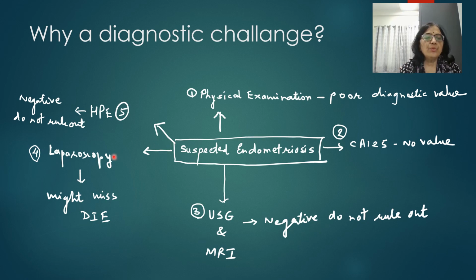Next is laparoscopy. Laparoscopy helps best in the diagnosis of peritoneal disease and endometrioma, but we might miss deep infiltrating endometriosis. And last is histopathological examination. As we have just seen, negative histopathological examination does not rule out the disease.